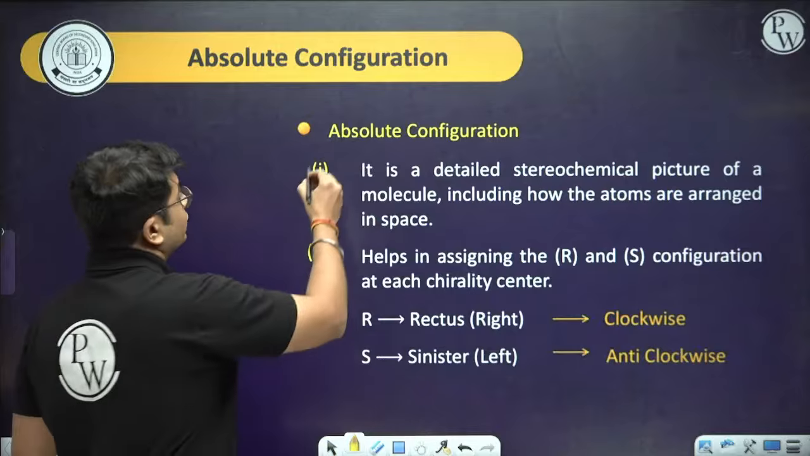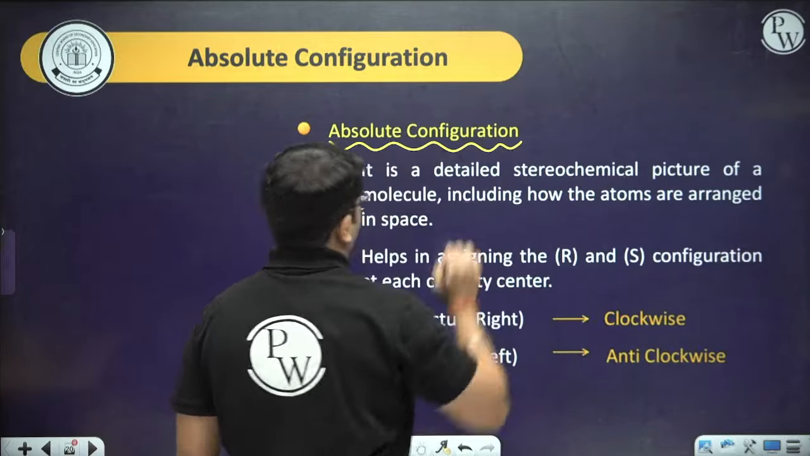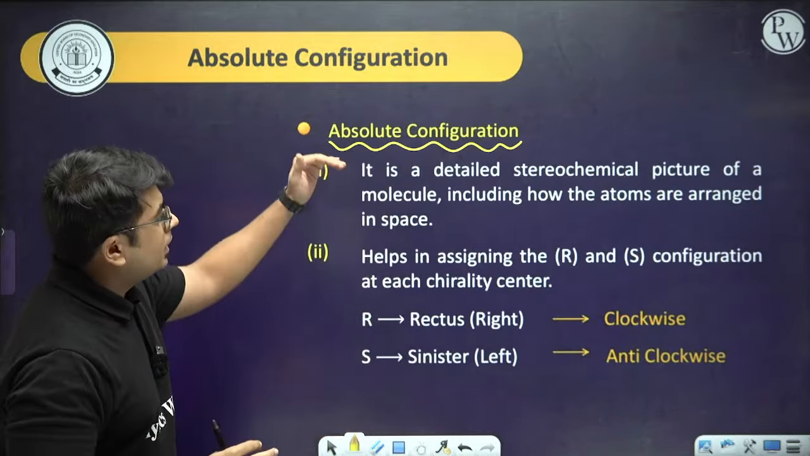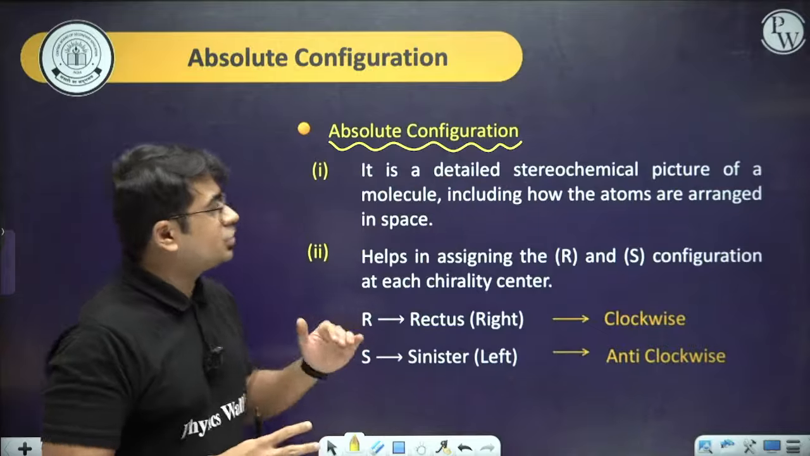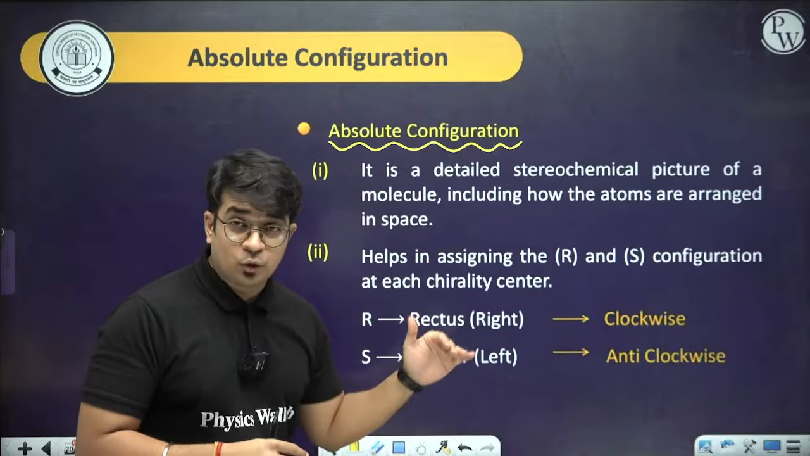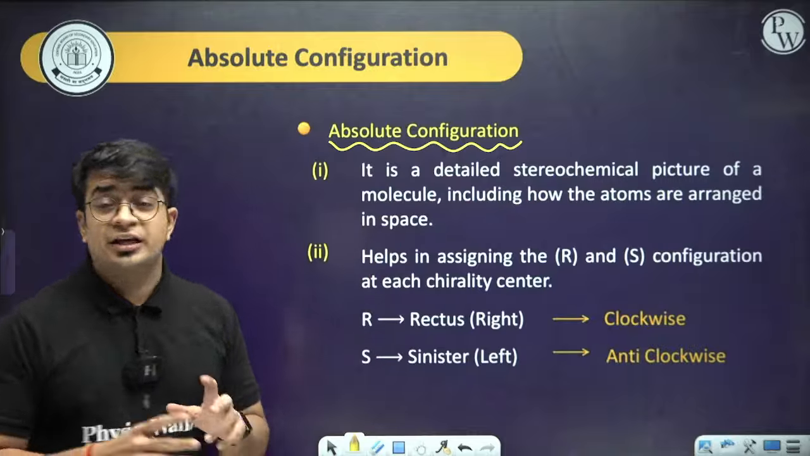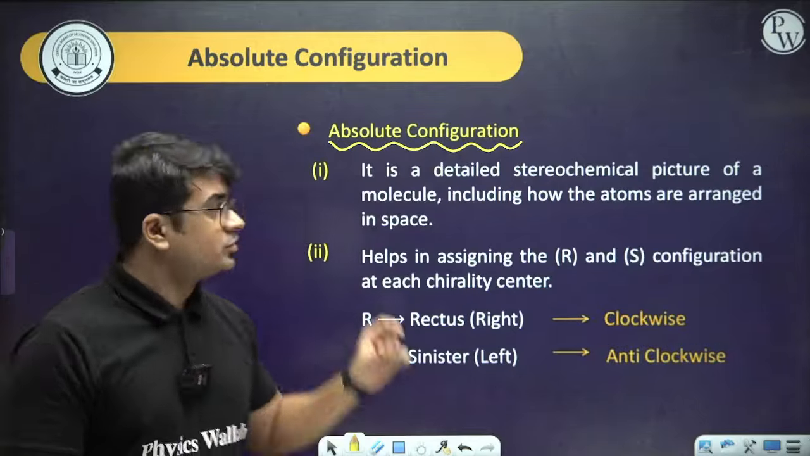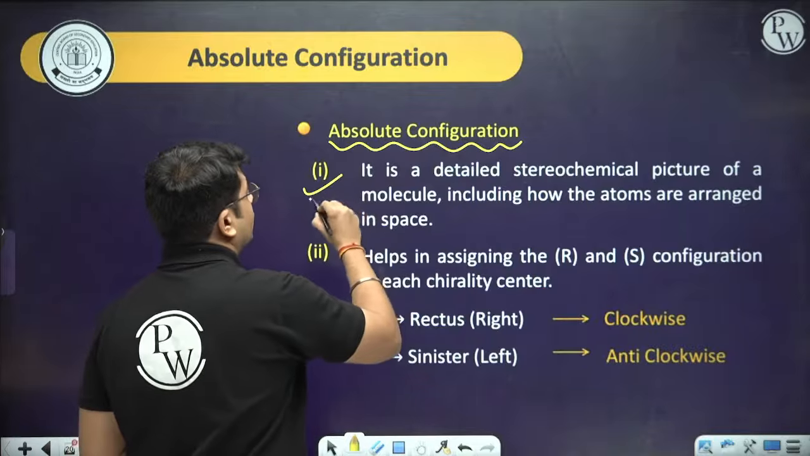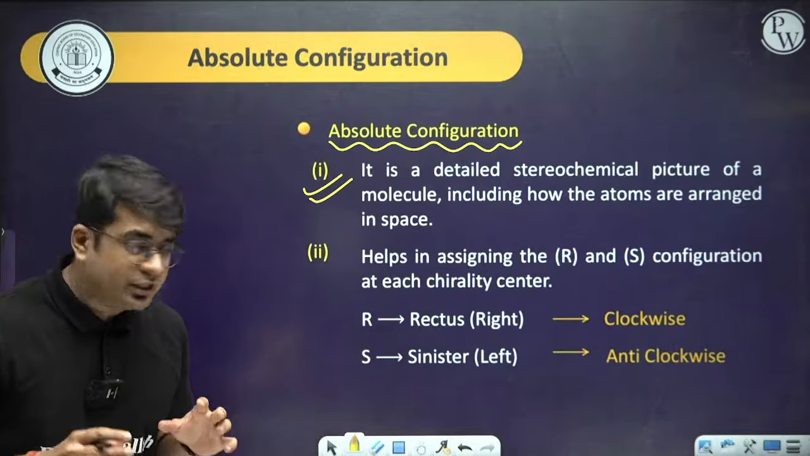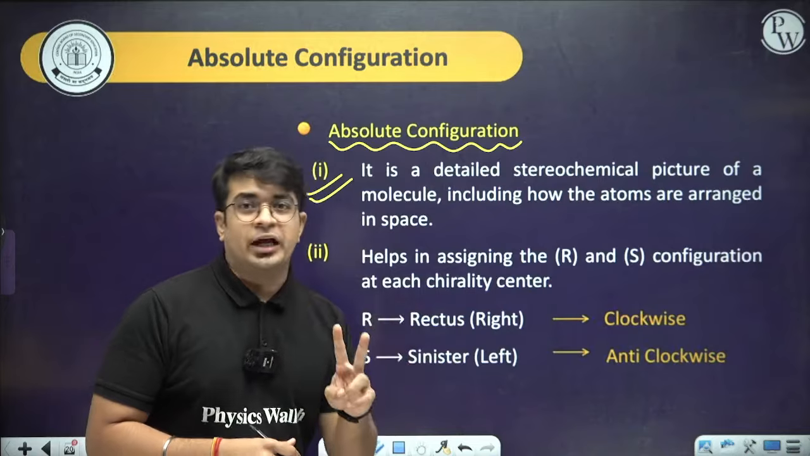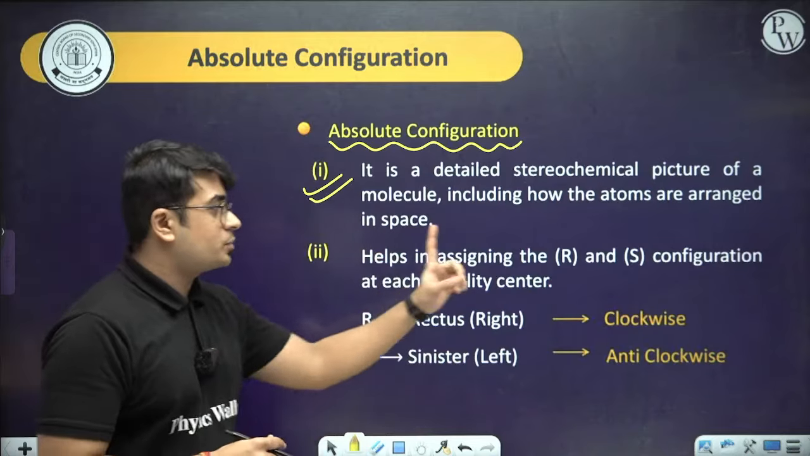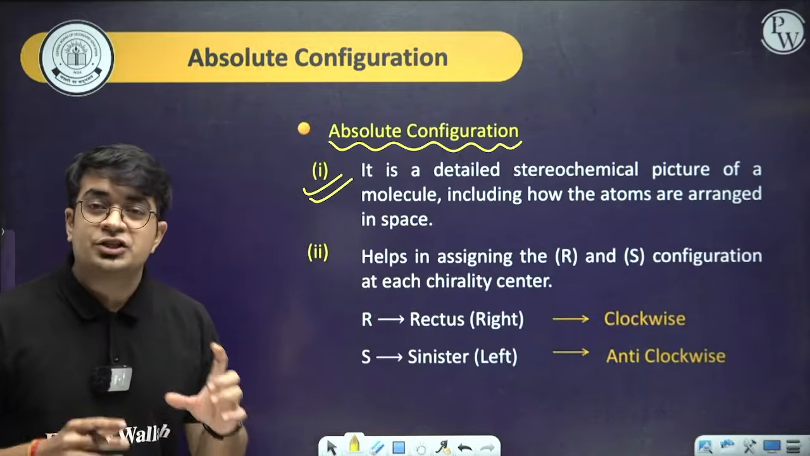First we are going to discuss the absolute configuration. Basically it is a detailed stereochemical picture of a molecule, including how atoms are arranged in three-dimensional space. Because we are talking about the actual arrangement, that's why we call it the absolute configuration. And it helps us assign two types, R and S configuration, to each chiral center.